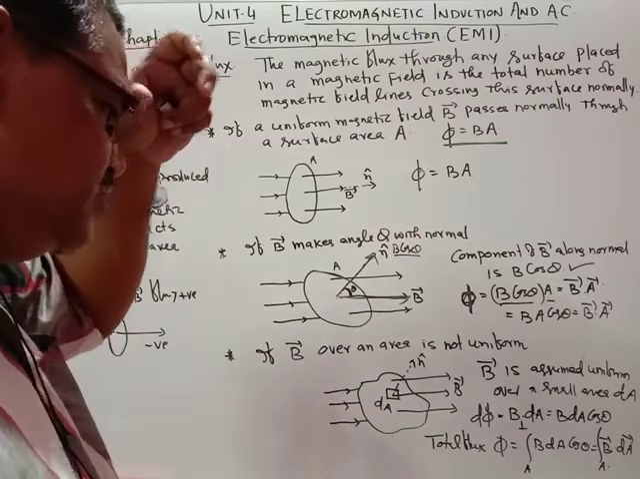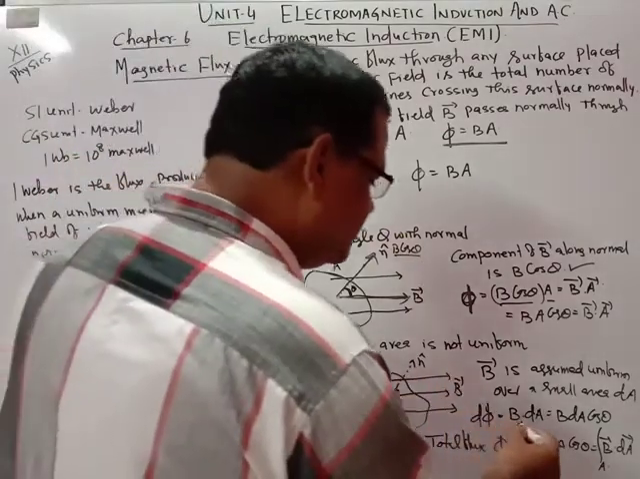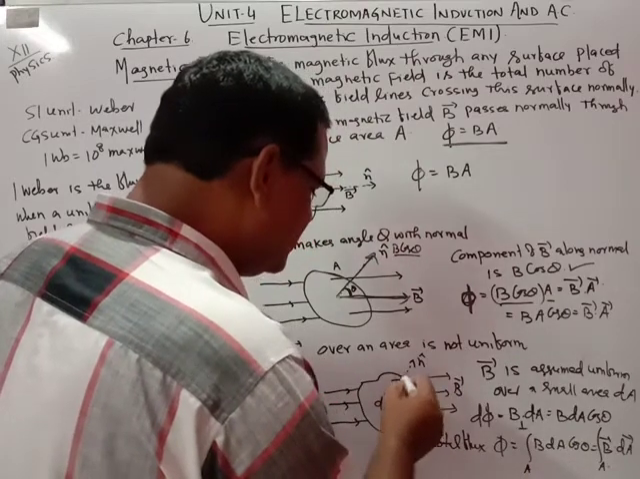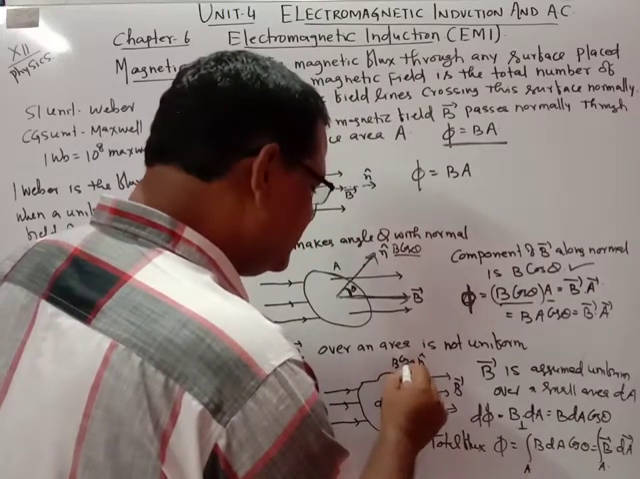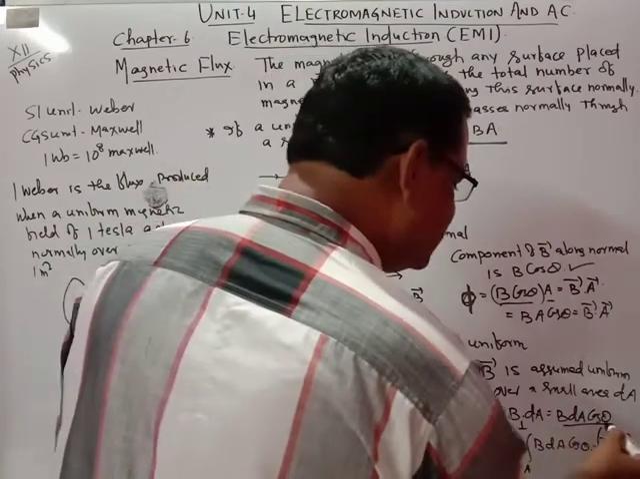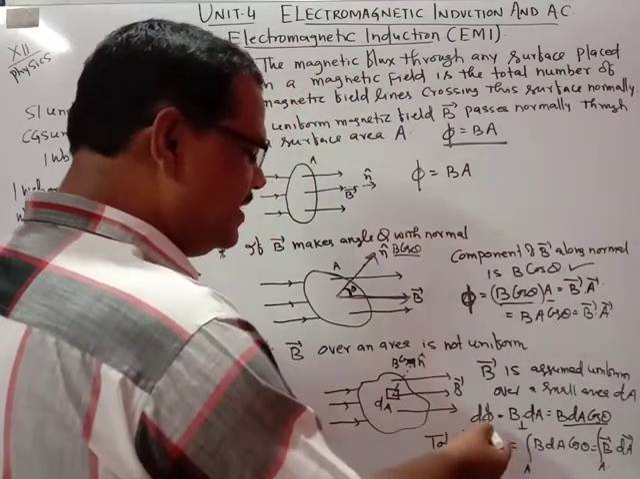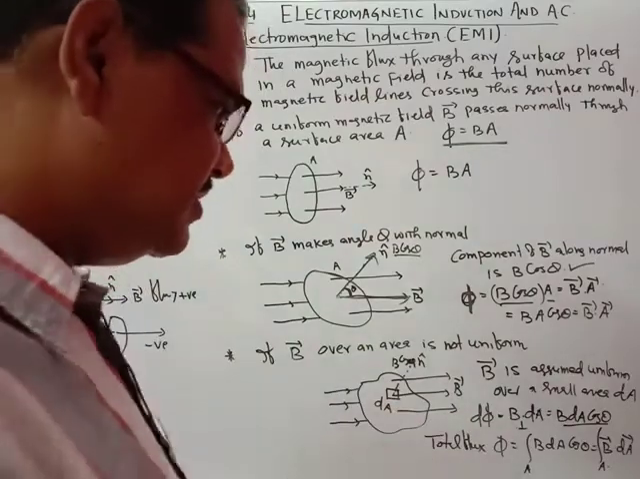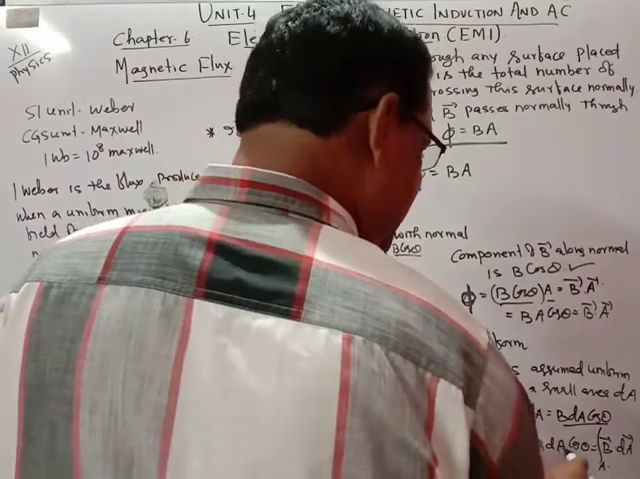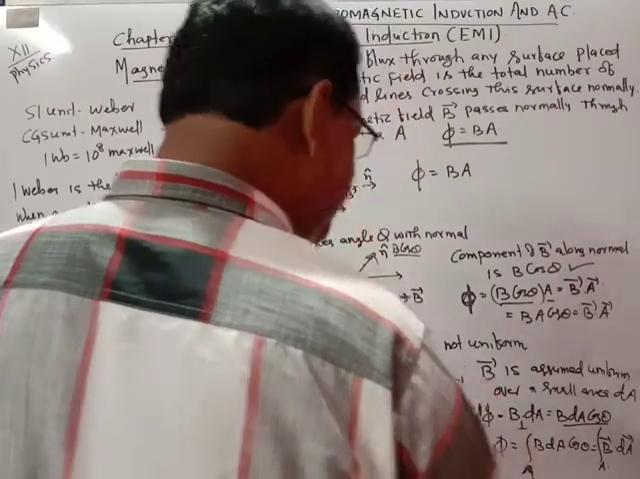So what will be the small amount of flux linked to the small area dA? So d phi equals B perpendicular into dA perpendicular, or because the component of the B vector along the normal vector equals B cos theta, same pattern, we are dealing with B cos theta into dA. This is the d phi. We are finding the d phi. So what will be the total flux? The total flux linked is equal to the integration of B dA cos theta over the surface area A, that is B vector dot dA vector.